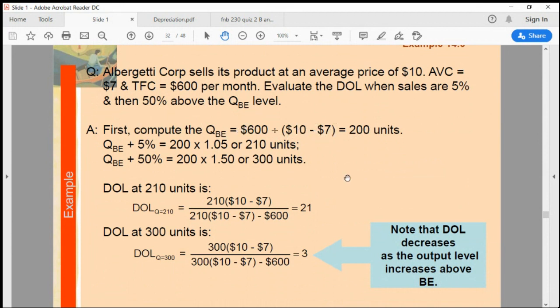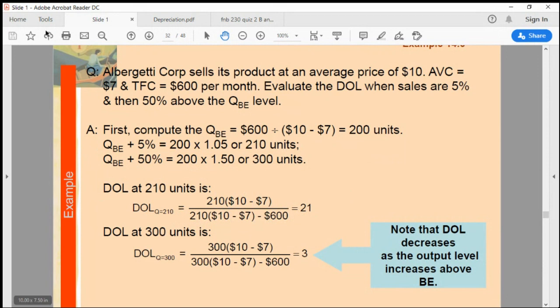TFC over contribution margin, right? 200 units, right? Then what is the 5% above the break-even level? Of course, 200 times 1.05, 210 units. 50% above it, 300 units. Degree of operating leverage, DOL, at 210 is quantity times contribution margin, in other words, gross profit over EBIT, right? Operating profit. So 210 times $3, and gross profit minus fixed cost.